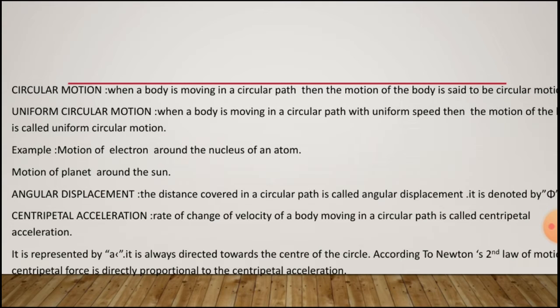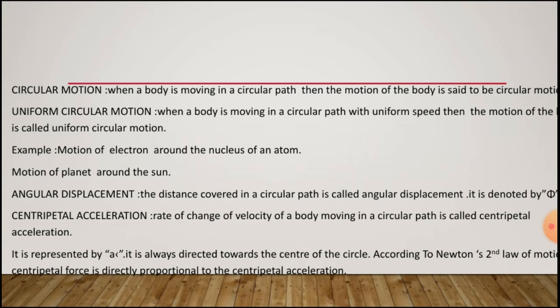Uniform circular motion. When a body is moving in a circular path with uniform speed, with constant speed, the motion of the body is said to be uniform circular motion. For example, the motion of an electron around the nucleus of an atom, the motion of a planet around the sun. These are examples of uniform circular motion.